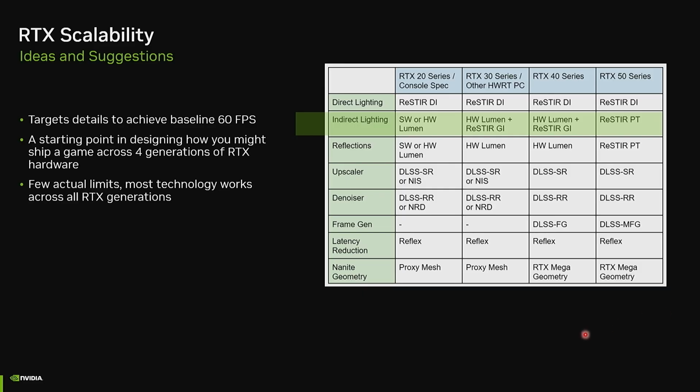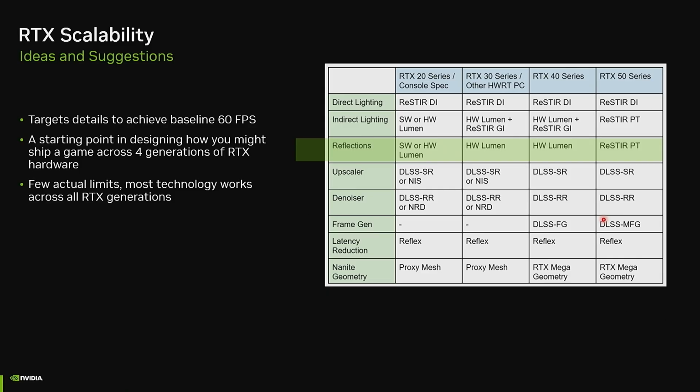And on the indirect lighting front, as I was saying, there's nothing to prevent you from using full path tracing all the way down on a 20 series. It's just that, being realistic about it, it is an expensive effect. So you probably do need more powerful hardware in order to do full path traced reflections. So at the lower end, you could design a project to use software Lumen, and then from there, you go to hardware Lumen, add in ReSTIR GI, and then at the very high end, you switch it to ReSTIR PT.